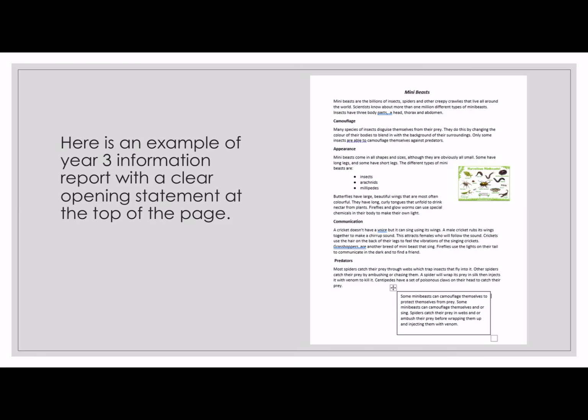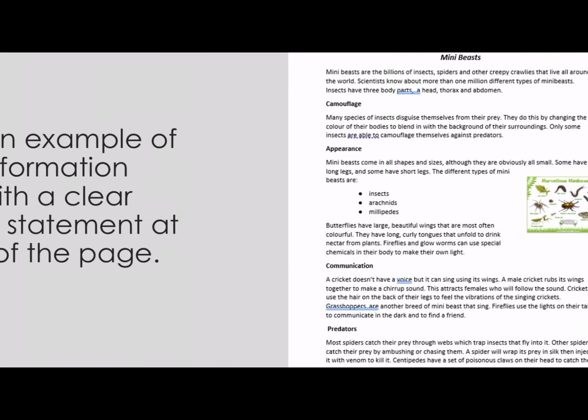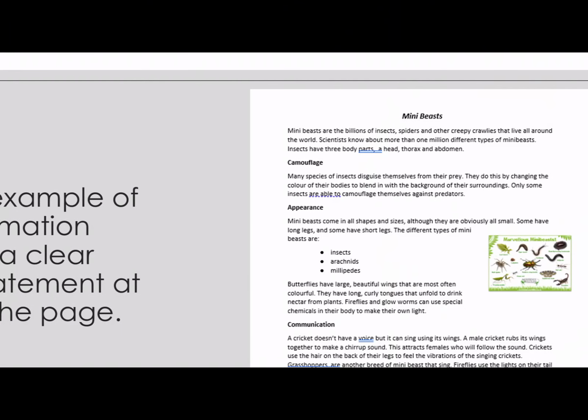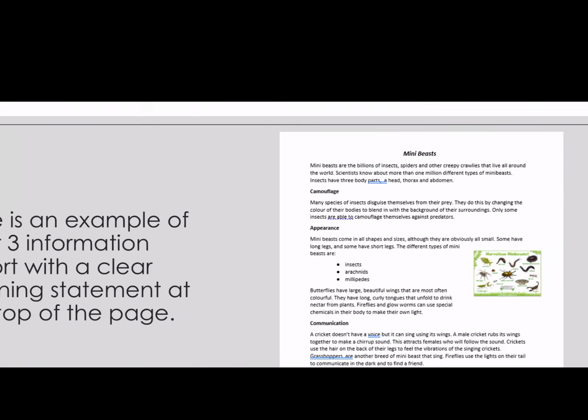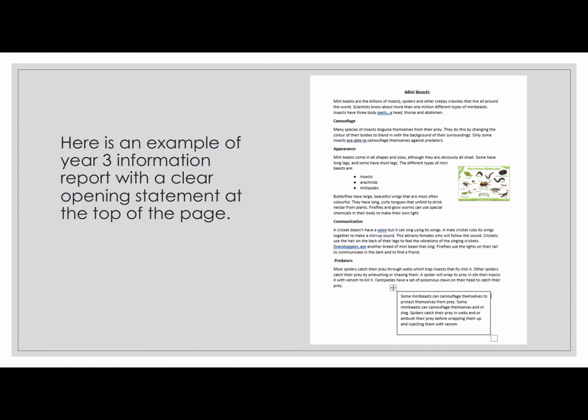So on the right hand side, this is an example of a Year 3 information report. So you can see Mini Beast at the very top, there is an opening paragraph, which is a great example of an opening statement. Mini beasts are billions of insects, spiders and other creepy crawlies that live all around the world. Scientists know about more than 1 million different types of mini beasts. Insects have 3 body parts, a head, a thorax and an abdomen. So you can see there in a few sentences, it has introduced the topic and told us a little bit about mini beasts.